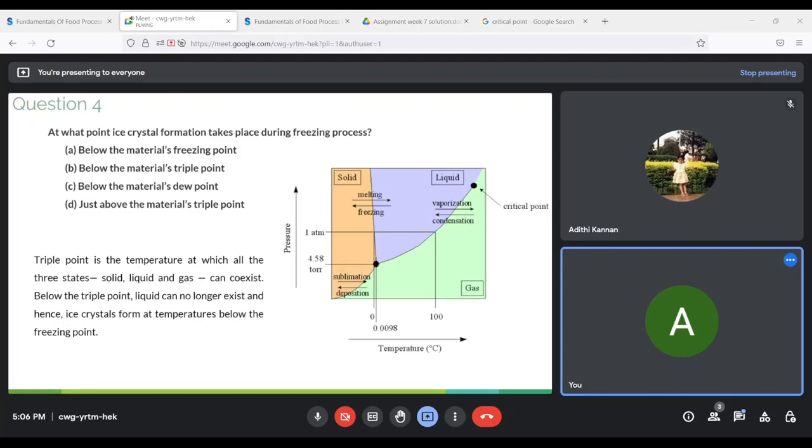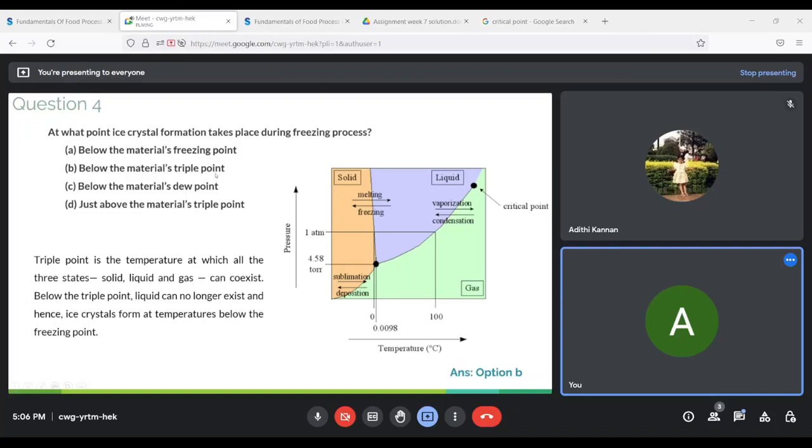At any temperature below your triple point, liquid can no longer exist, and only the ice crystals or solid exist. So the answer to this question is option B. You need to know the difference between freezing point and triple point. Freezing point is actually a little below your triple point, and when you start reducing the temperature below the triple point itself, you will start to see your solid coming, that is your ice. So you need not go till the freezing point to start the ice crystal formation, but freezing point is required to grow the ice crystals, that is, to increase the amount of ice crystals.